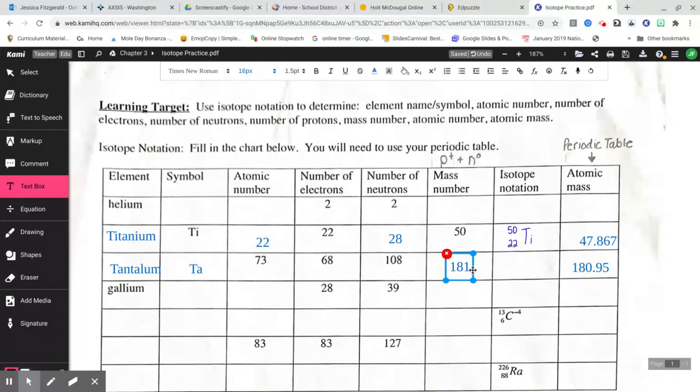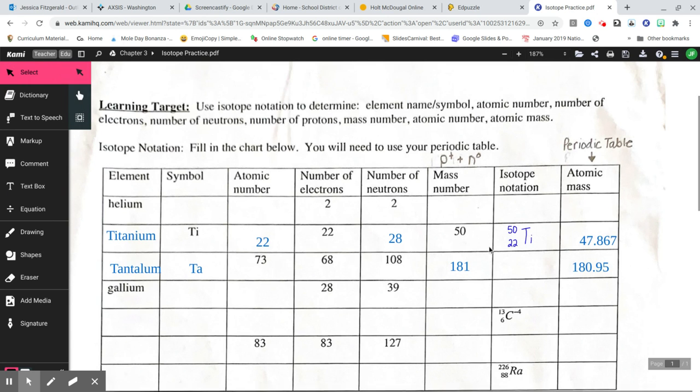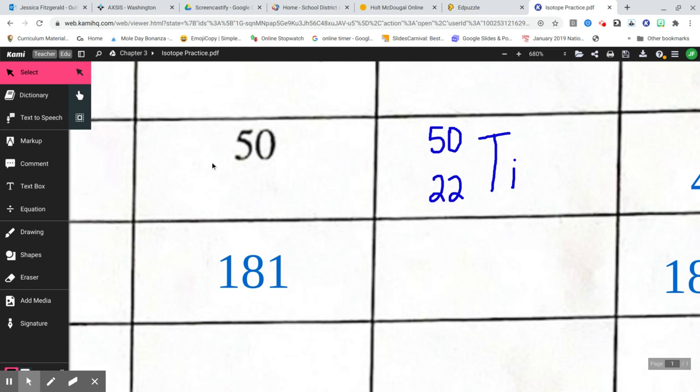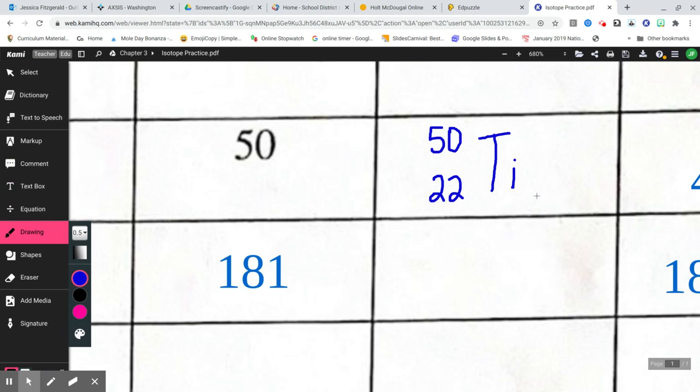So this is not an isotope because notice the masses are going to be the same. It's the mass that appears on the periodic table. It's not different. Unlike titanium, its mass number and atomic mass were not the same. They were different, so that was an isotope that we have of titanium. This is the mass that appears on the periodic table for tantalum. So let's go on and draw the isotope notation. First write the element symbol.